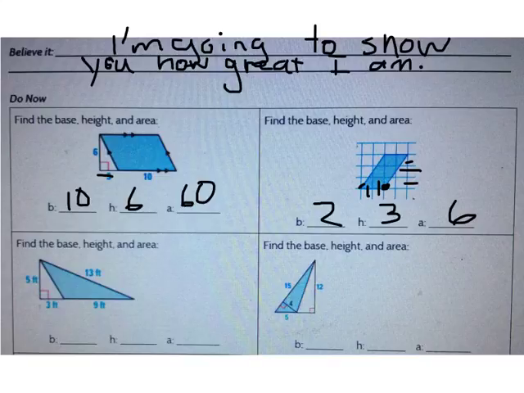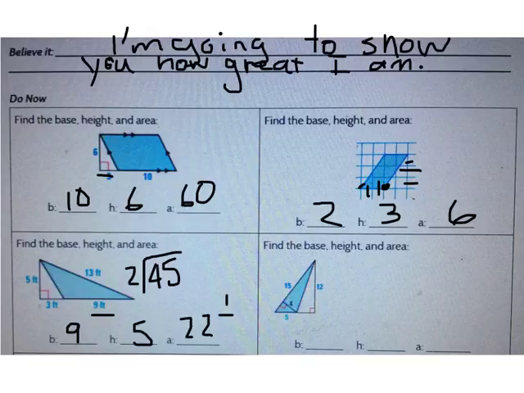Find the base, height, and area of the triangle. What's the base? The base is 9. Again, the 3 is there just to distract you. What's the height? The height is 5, because that's what's at a right angle to 9. That means that the area would be 9 times 5, or 45, divided by 2. That would give me 22 and 1/2.